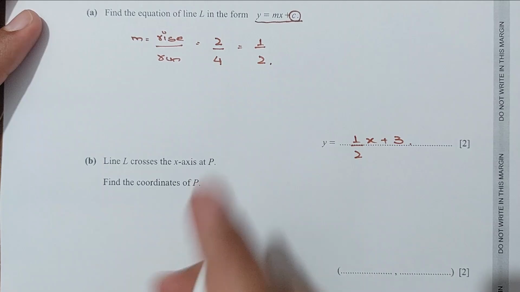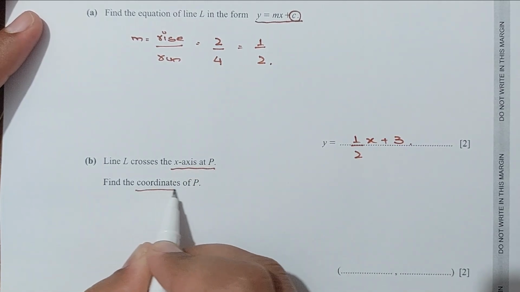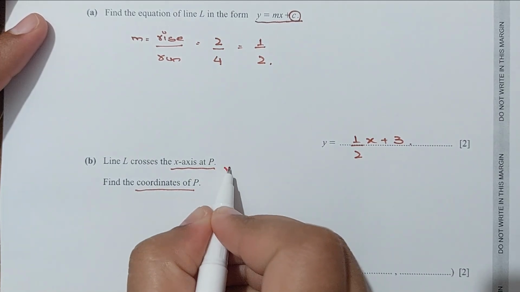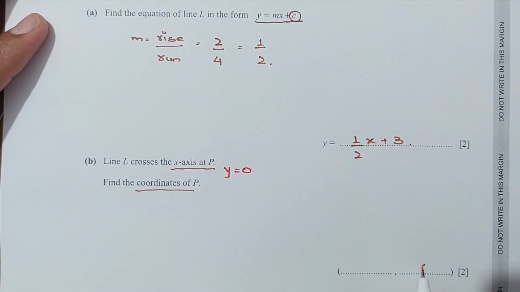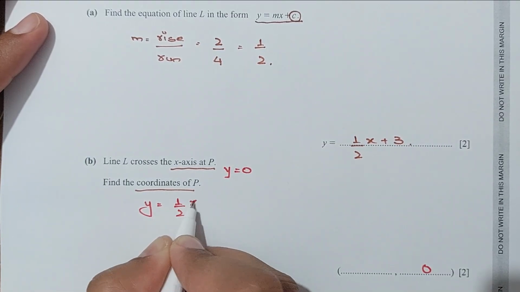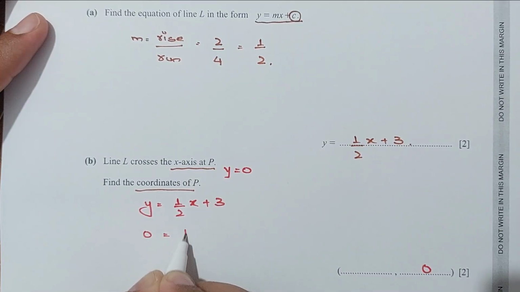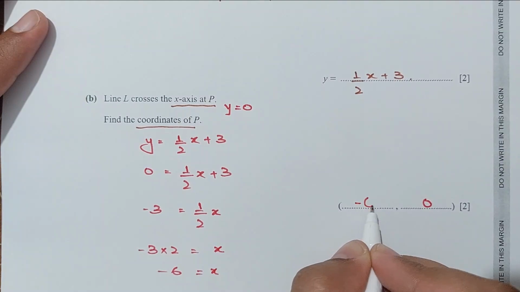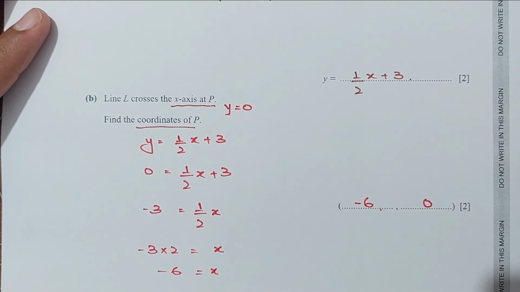Part B. Line L crosses the x-axis at point P. Find the coordinates of P. So it crosses the x-axis at point P. When it crosses the x-axis, the y component should be equal to 0. Just solve for the x component. So the equation is y equals 1 over 2 x plus 3. Since y is 0, we have 0 equals 1 over 2 x plus 3, or negative 3 equals 1 over 2 x. By shifting the 3 to the other side and cross multiplying, minus 3 times 2, so minus 6 is the x value. Negative 6 and 0 are the coordinates of point P.